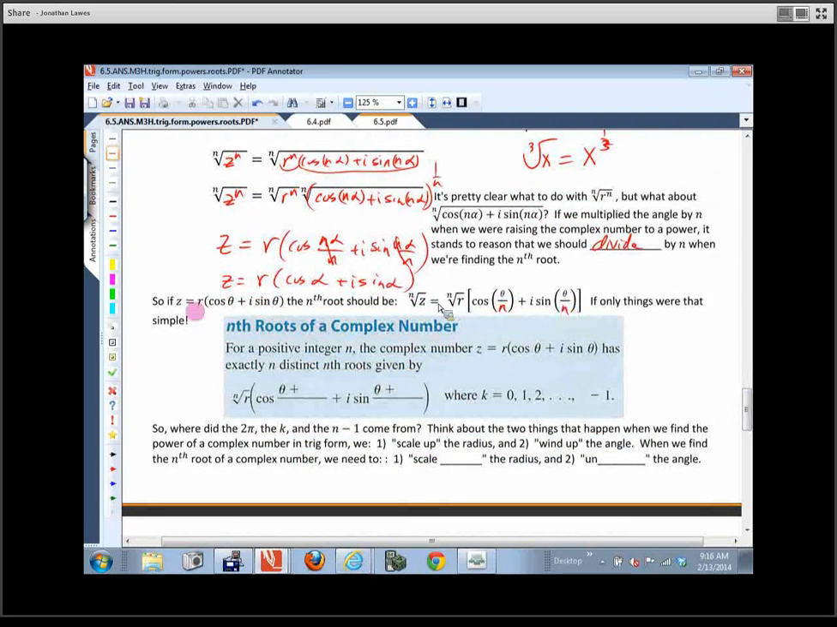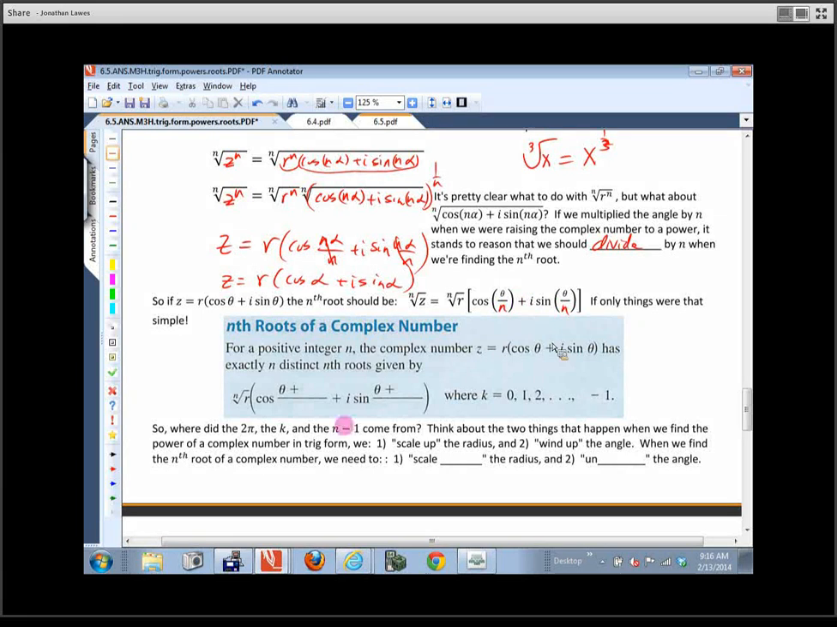Now notice that I've changed, so I've got thetas here. So if z equals r cosine alpha plus i sine alpha, then the nth root of that would be: take the nth root of r, take alpha divided by n, and take theta and divide it by n on both of those. Remember, those angles are always going to be the same thing. Okay, it's not quite that easy. It's close, but it's not quite that easy.